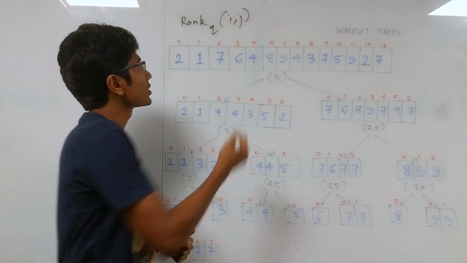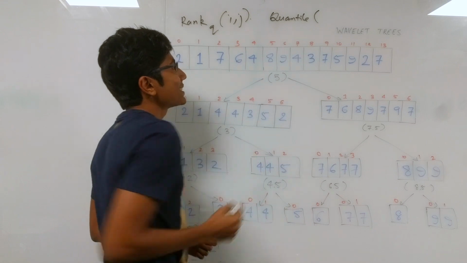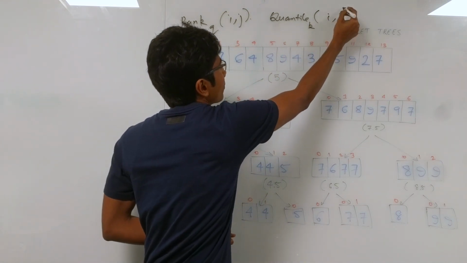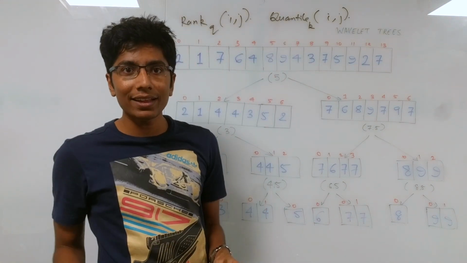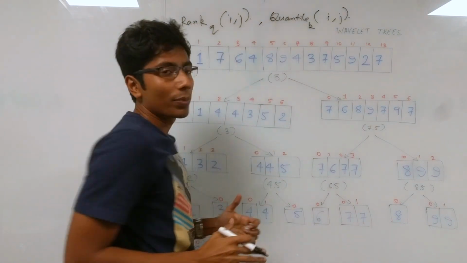There's also another thing which is equally interesting, which is called quantile. What is the kth largest element in a range I to j? If you knew this, then you could have solved mkth num without using persistent segment trees. So these two operations are really interesting.